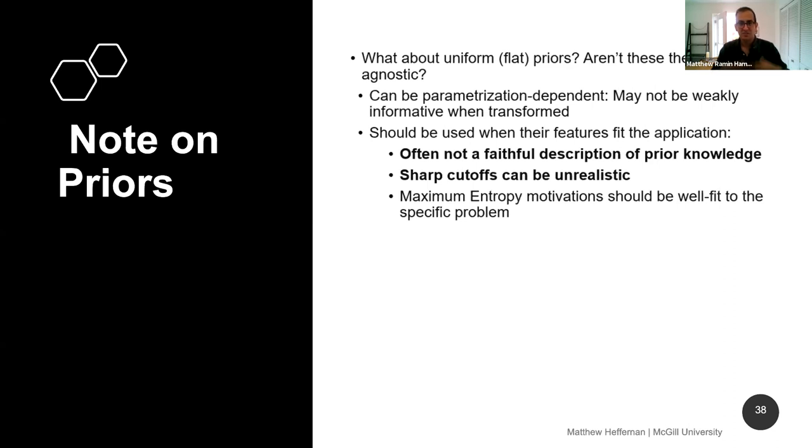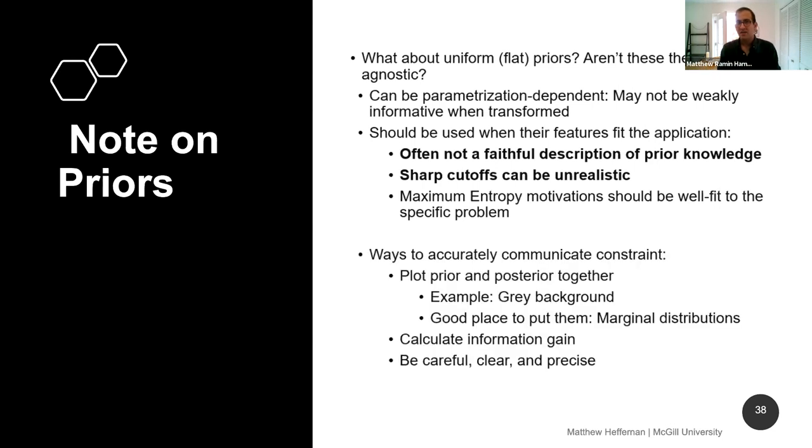So basically what I'm suggesting is that your motivations for your prior should be fit to your application at hand. The other thing is to accurately communicate the constraint that you have, especially if you're calling something weakly informative or non-informative. There's a variety of ways you can do this. Here are just some brief recommendations. You can plot your prior and your posterior together. For example, use the prior as a gray background and your posterior as a colored background. You can put them in your marginal distributions, when you're looking at single parameters. You can also calculate the information gained. All these I'll go into in a little bit more detail in the hands-on session, so don't worry about that. But the most important thing throughout is to be careful, clear, and precise about exactly what you're doing.